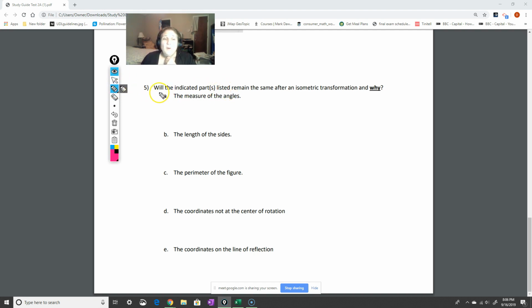Okay. Will the indicated parts remain the same after isometries? The main thing with isometries is rigid motion. After you have rigid motion, what are our 3 transformations with rigid motion?